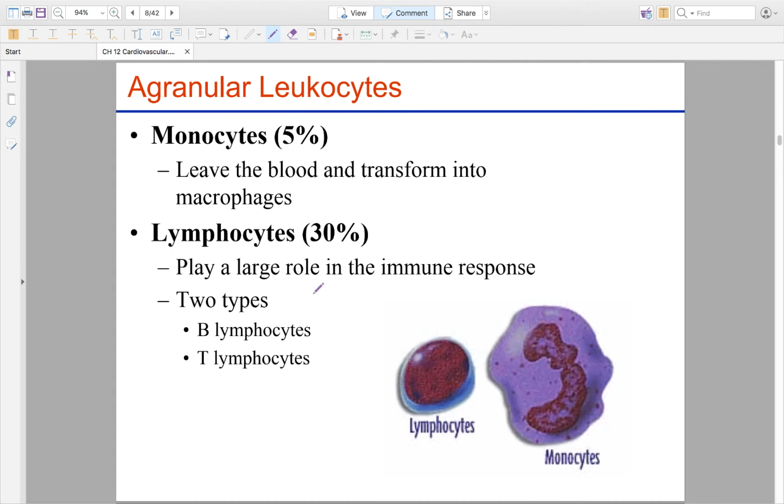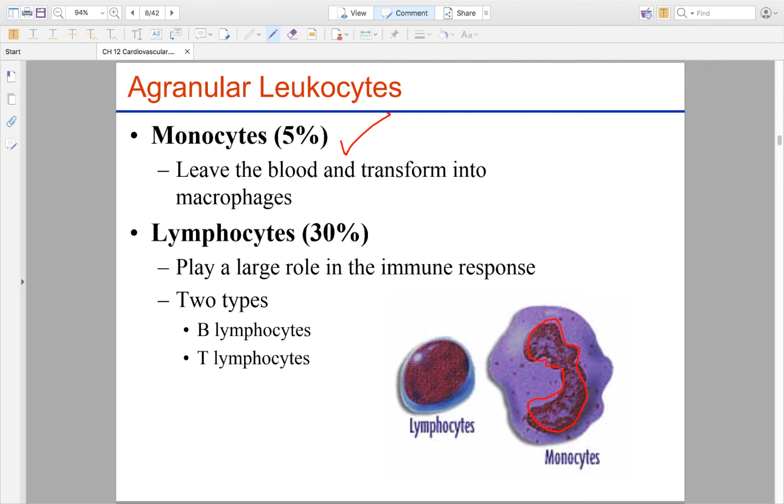Agranular leukocytes. Okay, so these ones are just as important, but to me, I feel like these are some of the most important ones. For example, let's start with monocytes. Well, first of all, let's look at the nucleus. So they have this kidney bean shaped nucleus. That's what it's typically referred to, and that is how you identify a monocyte. The shape of the nucleus. In fact, that's how you identify any of the leukocytes.